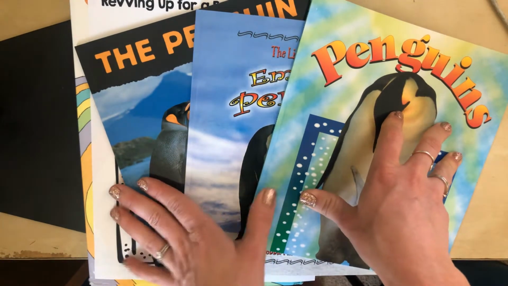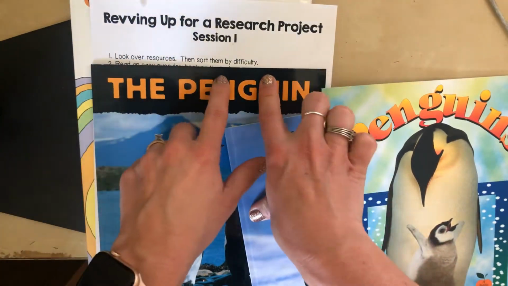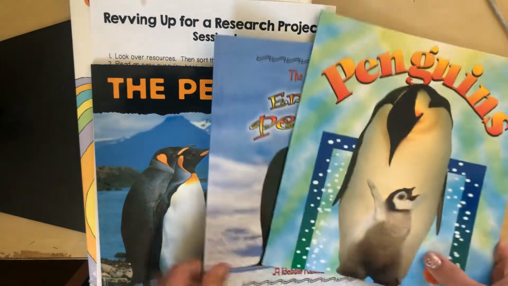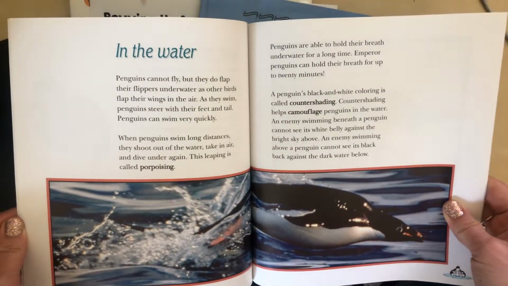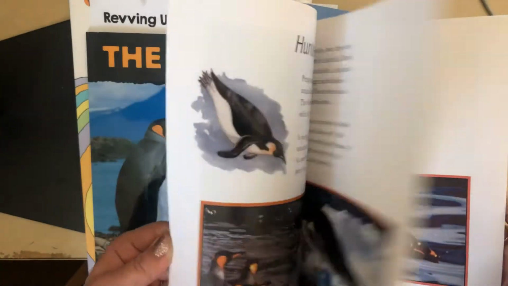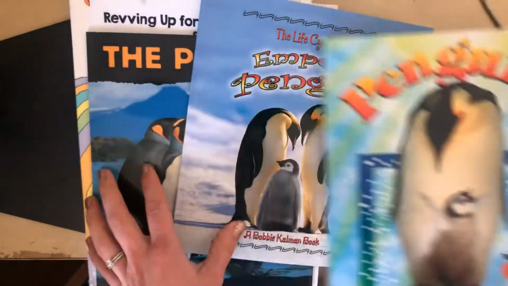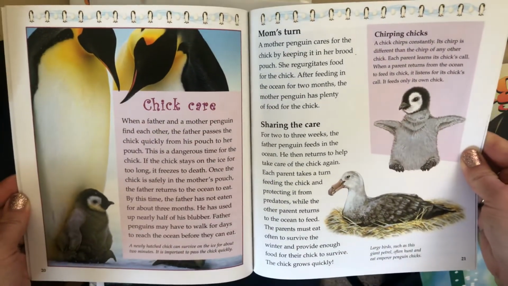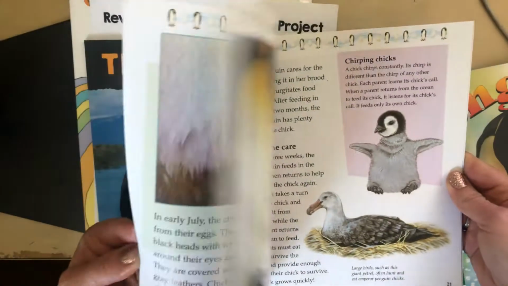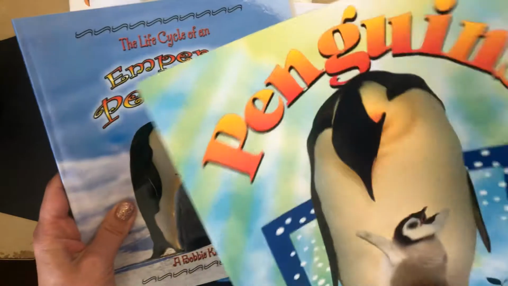So the first thing it has us doing is looking over our resources and then sorting them by difficulty. When you're looking at a book, keep in mind that what makes something easier or harder to read is how many pages there are, how many words are on each page, and what size the actual font is. Okay, so this one's a pretty easy one. When I look at this next book, The Life Cycles of an Emperor Penguin, I see a little bit more text per page. I see a little bit more on this page even. So I would say this book is harder than this one.